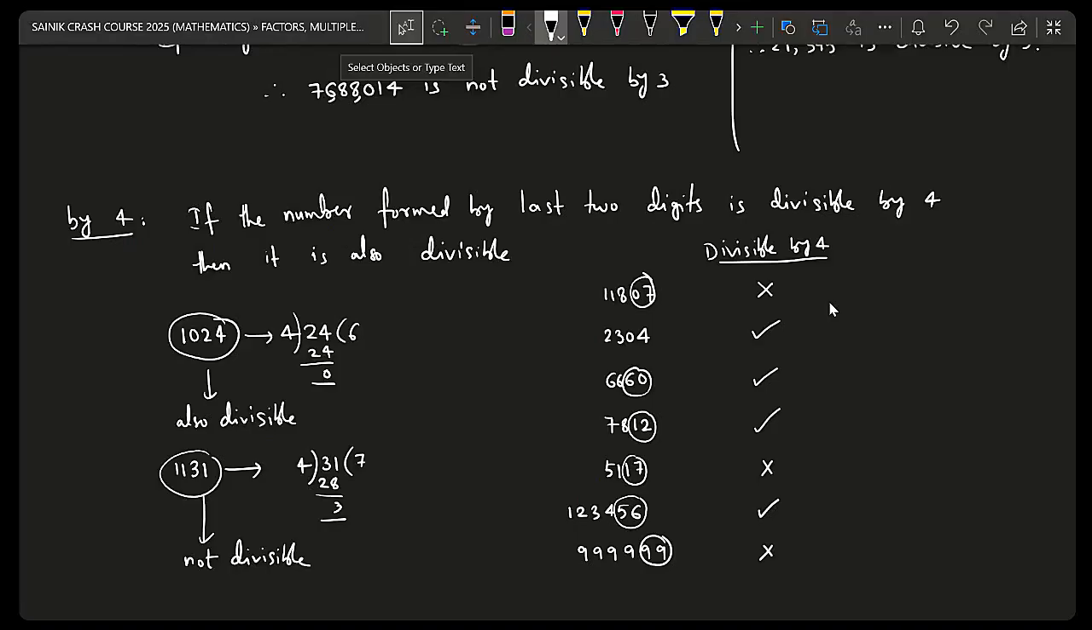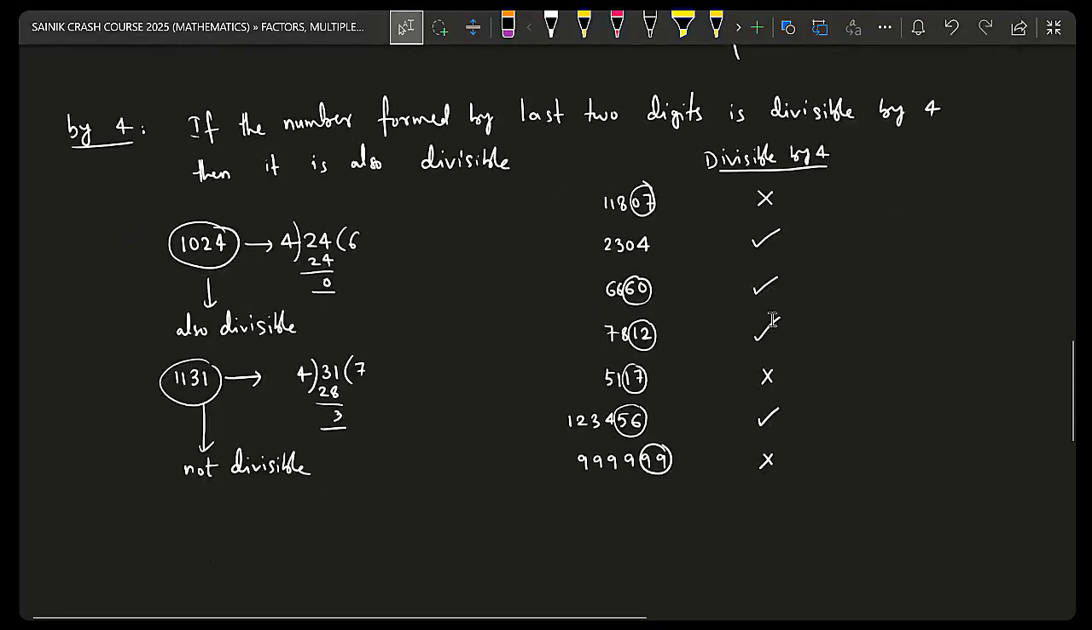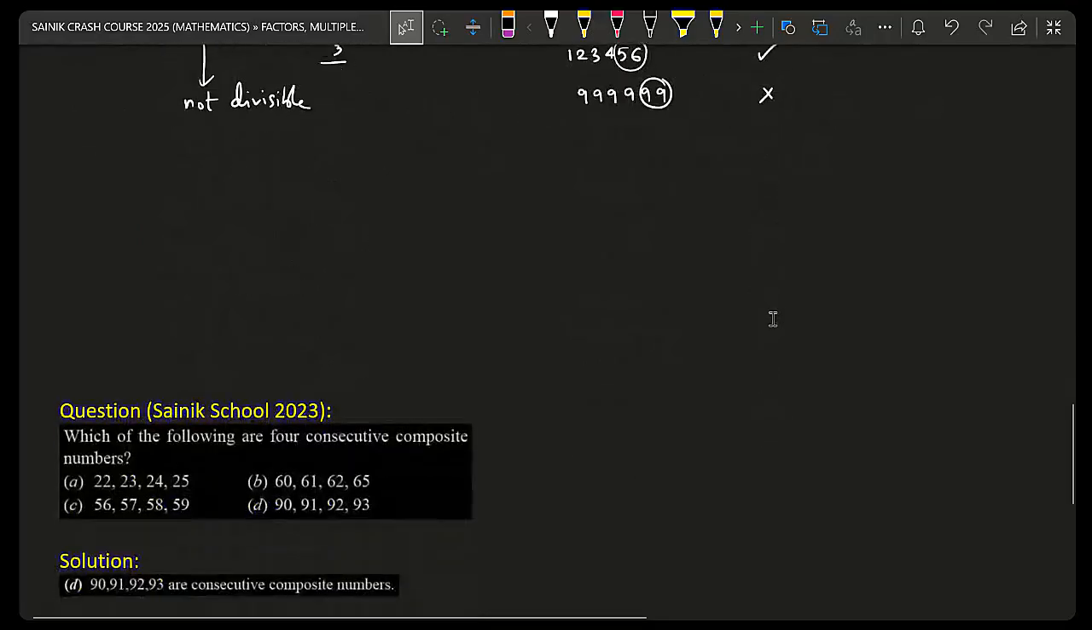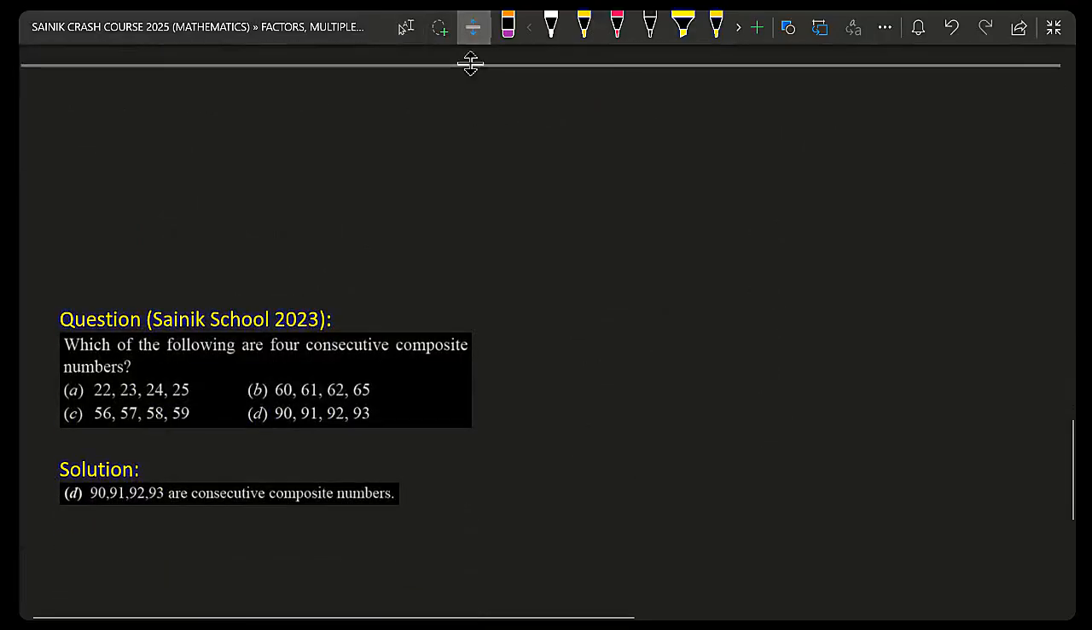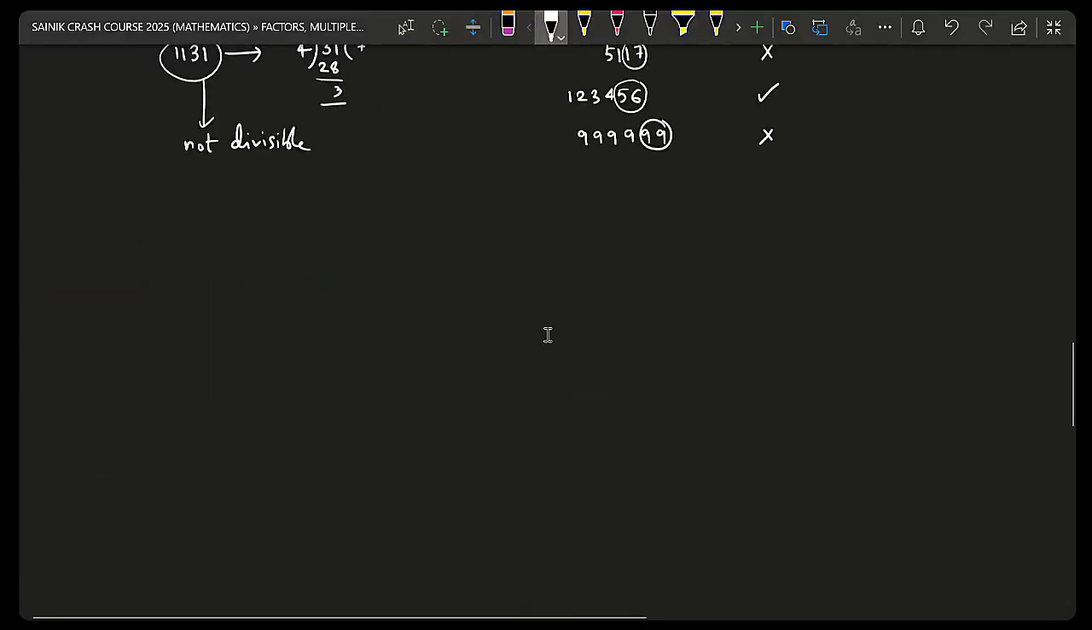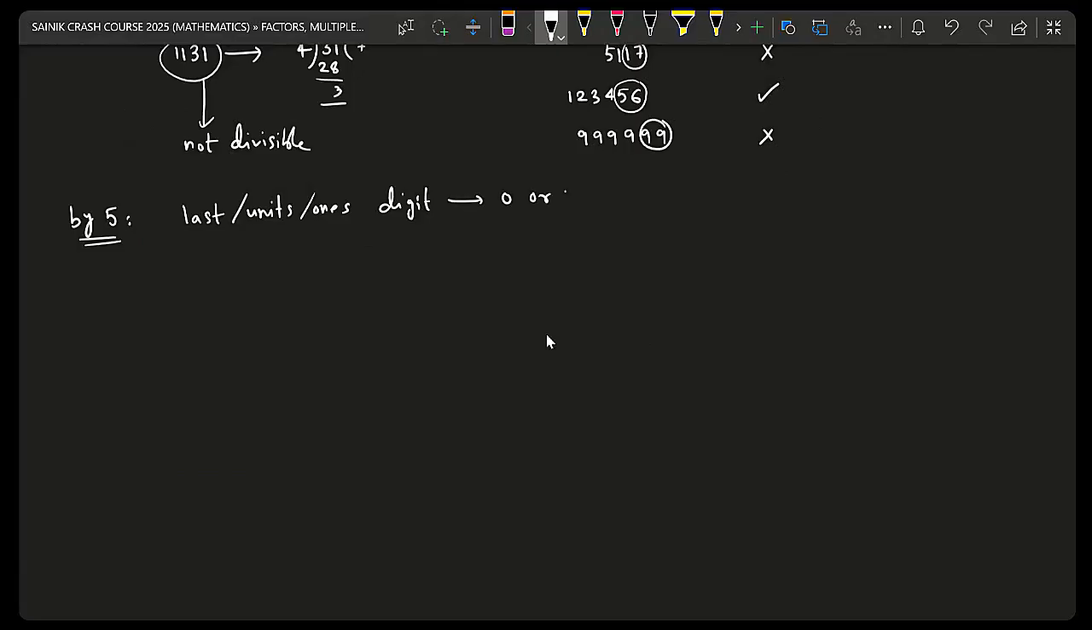All answers are correct. So you can mute yourself and we are going to discuss the divisibility rule by 5. Now the divisibility rule by 5 is very simple. That is, check the last digit, the units digit, or we can also say the ones digit. If the last digit is either 0 or 5, then it is divisible by 5. Otherwise, it is not divisible by 5.